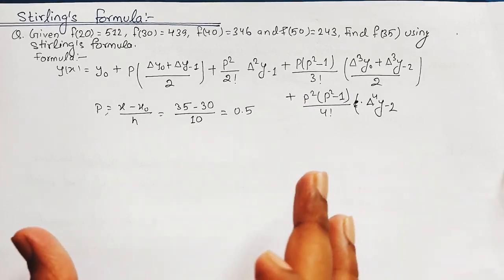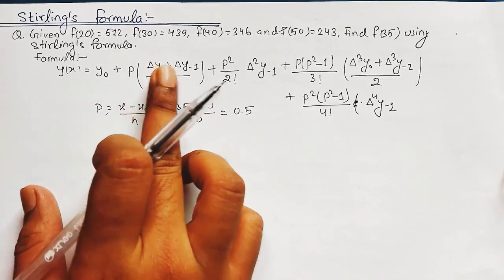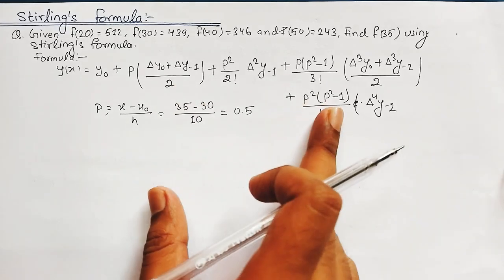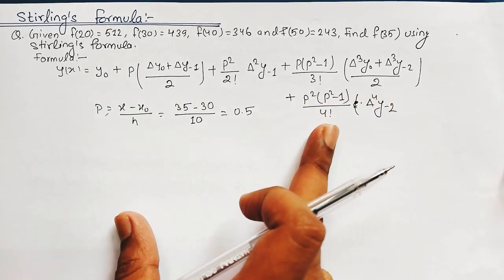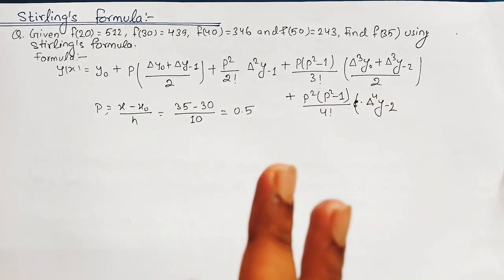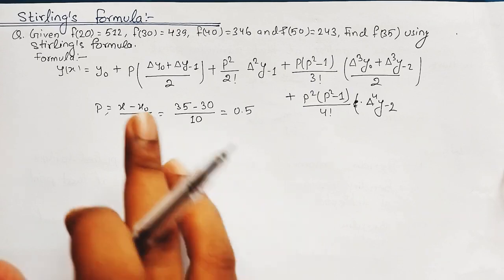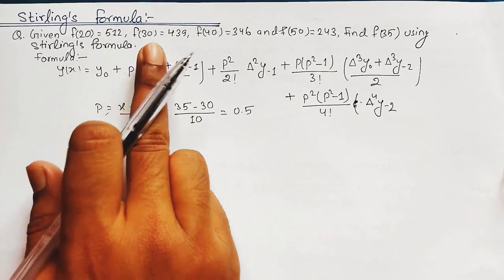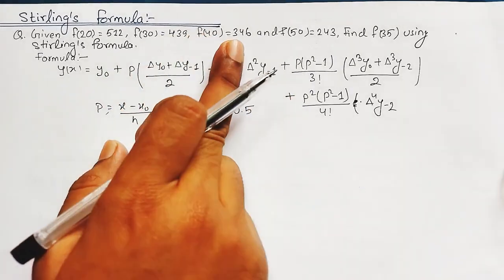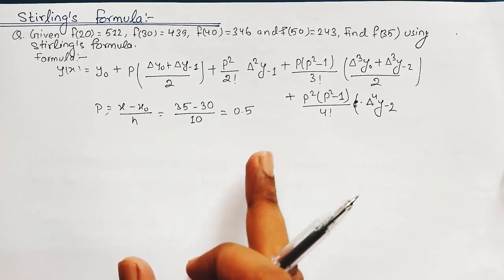Now we need to draw a table to calculate the values of the unknowns in the formula, and then we will substitute those values in the formula and find the final answer, which is going to lie between 439 and 346. So let us see how it is done.